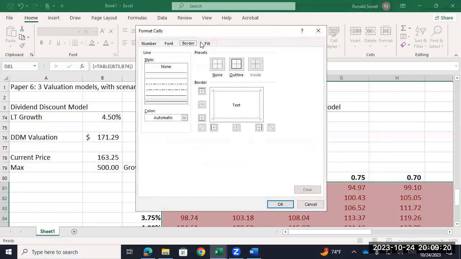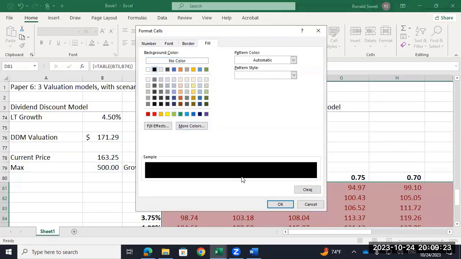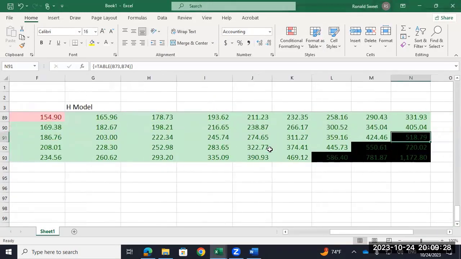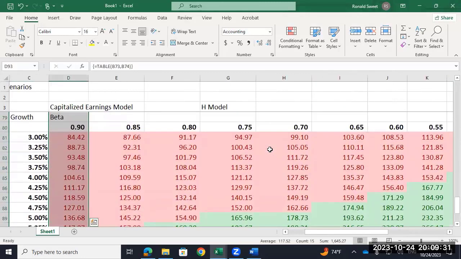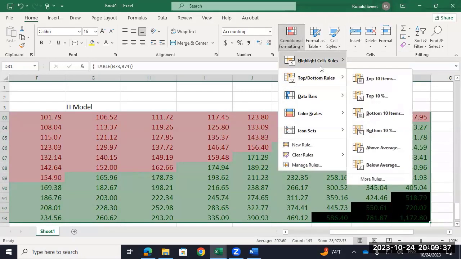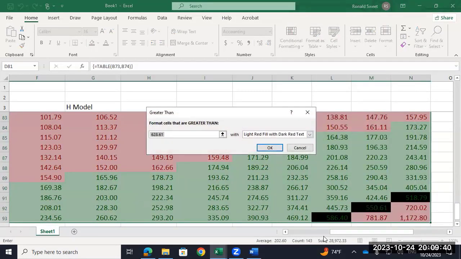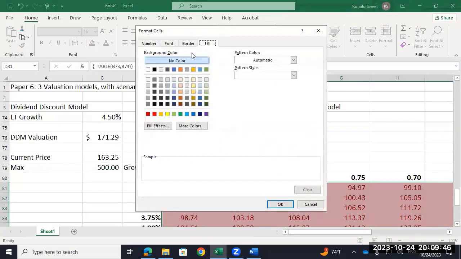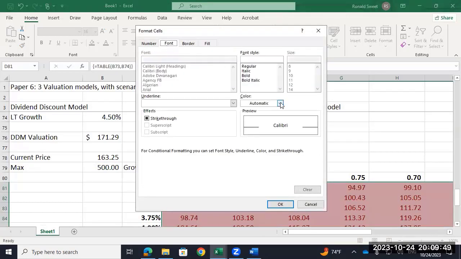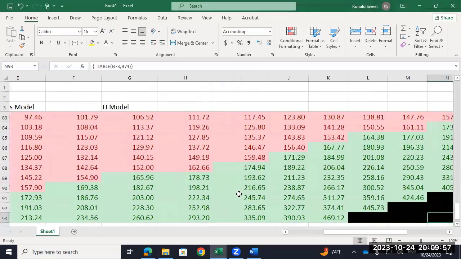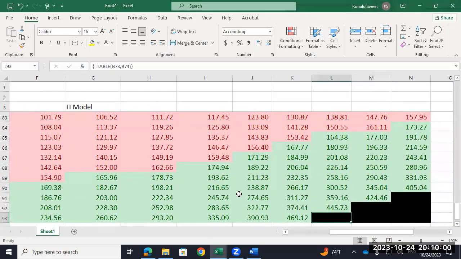So here, I want the fill to be black. Did it work? Yeah, it looked like it. Oh, I got to change. So close. It's greater than that. Custom. So I want the fill to be black and I want the font to be black. That work? There we go. All right, that's how you get yourself out of those massive numbers.